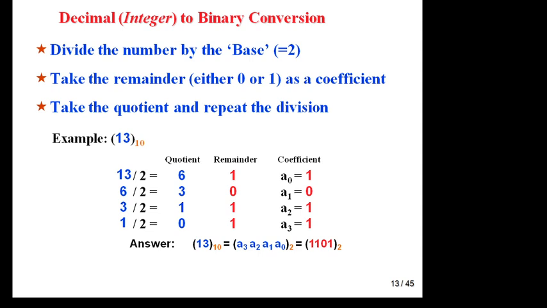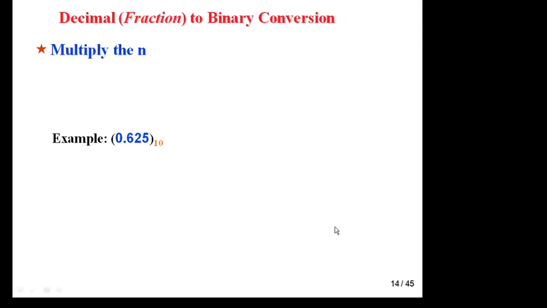1 plus 4, 5 plus 8. Its positional weight is 1. Its positional weight 2, 4, 8. 8 plus 4 plus 1, 13. Directly you can write down this. Okay, this is for the integer part. This is for the fractional part.